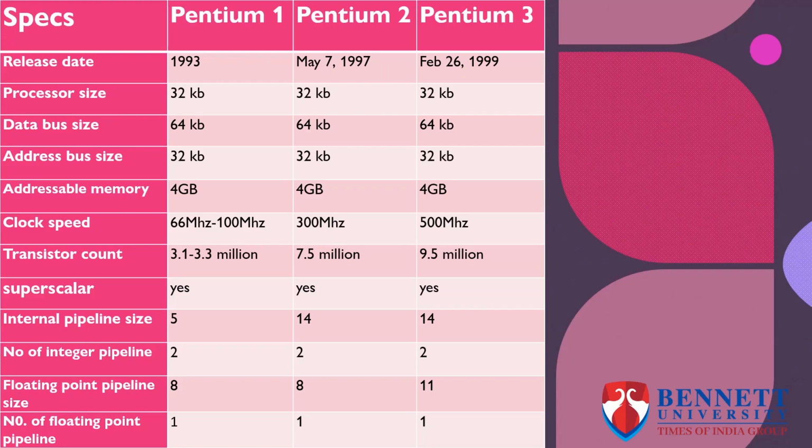Transistor count is 3.1 to 3.3 million in Pentium 1. In Pentium 2 it is 7.5 million and 9.5 million in Pentium 3. All the three microprocessors are superscalar, and the internal pipeline size in Pentium 1 is 5. In Pentium 2 and Pentium 3 it is 14. The number of integer pipelines is the same in all three, that is 2. And the floating point pipeline is 8 in Pentium 1. In Pentium 2 it is also 8 and 11 in Pentium 3. And the last is the number of floating point pipelines, and it is the same in all these three, Pentium 1, 2 and 3.